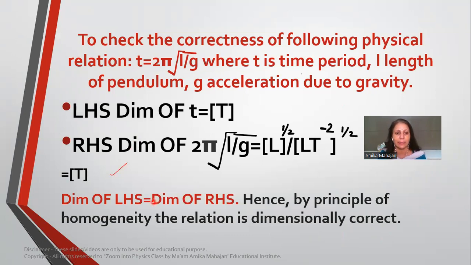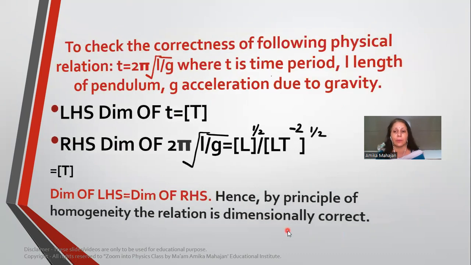So what we find? Dimensions of left hand side are same as the dimensions of right hand side. And by principle of homogeneity, if all terms have the same dimension, then that relation is dimensionally correct. So the given formula is dimensionally correct.